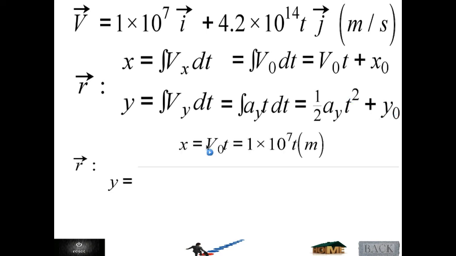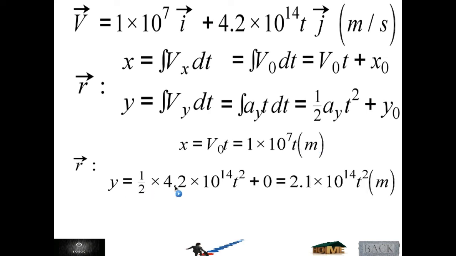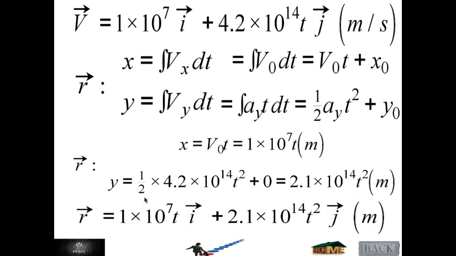Let us plug in the numbers. X is v0t, which is 1 times 10 to the power 7 t meter. Y equals half ay, which is 4.2 times 10 to the power 14 t square, plus y0 which is 0. Thus it is 2.1 times 10 to the power 14 t square. And the expression for the position vector is 1 times 10 to the power 7 t i plus 2.1 times 10 to the power 14 t square j.